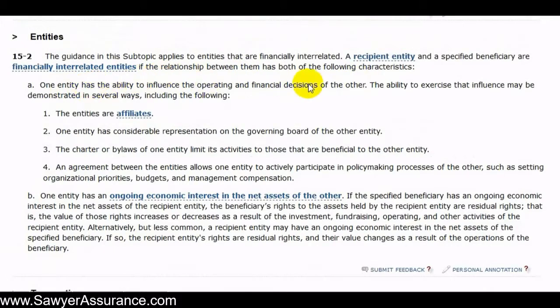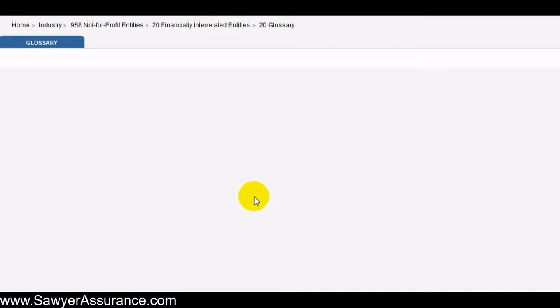So one entity can control the other, or these entities are controlled by a common entity. And so, as we saw, both of these characteristics have to be in place in order for them to be financially interrelated entities. So let's take a look at the second consideration. It is that one entity has an ongoing economic interest in the net assets of the other. So let's see what an ongoing economic interest means.